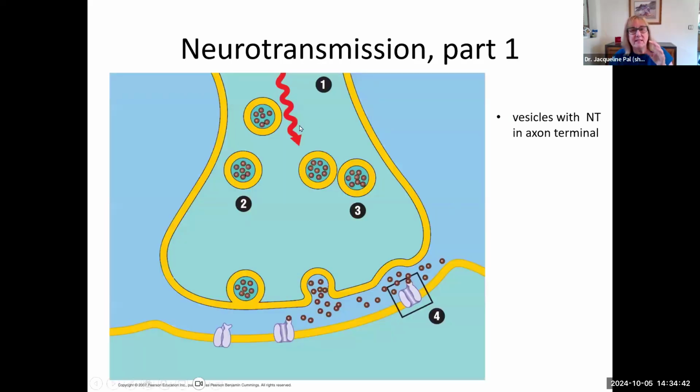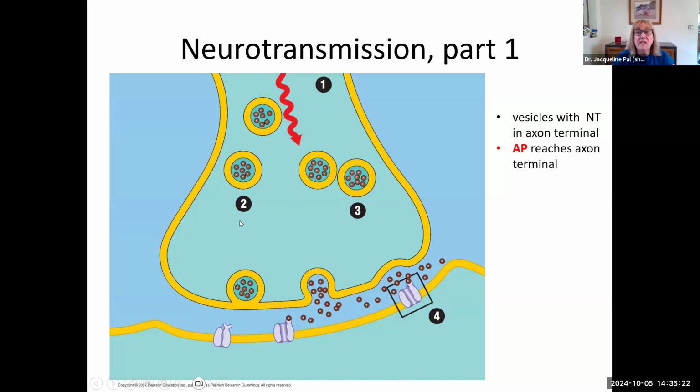So here is what happens. It travels all the way down. We already learned about this. We had the resting axon that was negative on the inside. We had sodium gates opening, depolarization, potassium gates opening, repolarization, sodium potassium pump, and that all the way traveled down to the axon terminal. In the axon terminal, we have preformed vesicles, these yellow circles filled with neurotransmitters, these little brown dots. Now the red squiggly line, this is the action potential reaching the axon terminal.